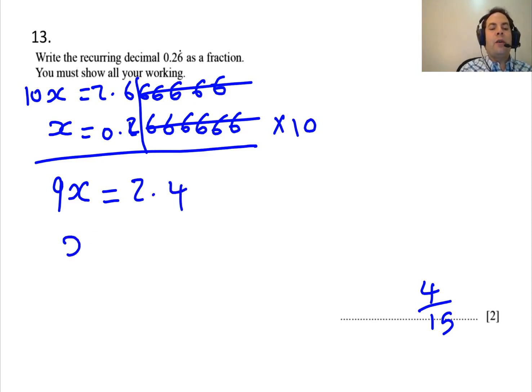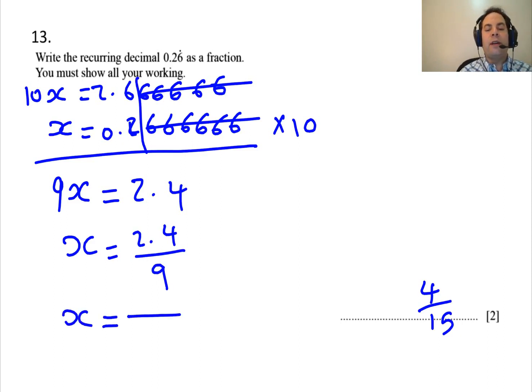So x is equal to 2.4 divided by 9. This answer is not in its simplest form. You can multiply numerator and denominator by 10, so it will be 24/90. This is not in its simplest form, but in this question you can keep it because it only asks for a fraction, but I will simplify. Divided by 6, 24 becomes 4 and 90 becomes 15.